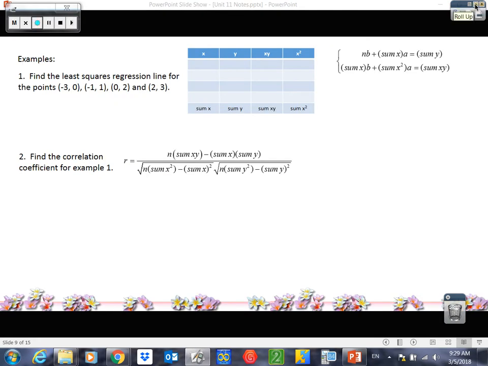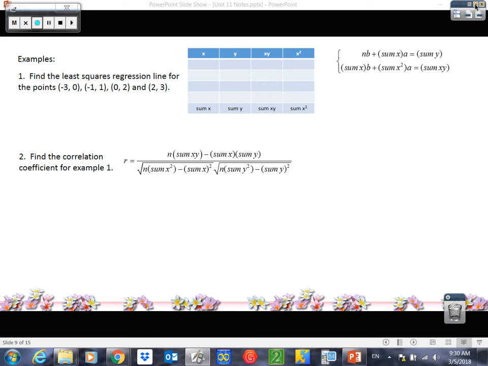Okay. So the first example we have says find the least squares regression line for the points. What that's really asking us is to use those 4 points and regress that data into a line. That's what we would have asked the calculator to do. And again, like I've said, we're going to do both: with calculator and without calculator.